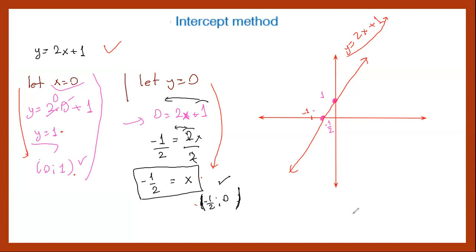Okay, Gia, what do you say? Which one is easier for you, table method or intercept method? You're typing it. While you're typing, table method. All right, no problem. You choose it.